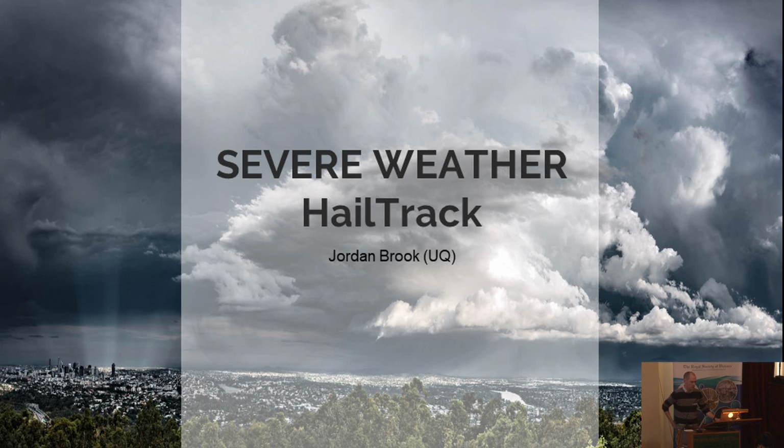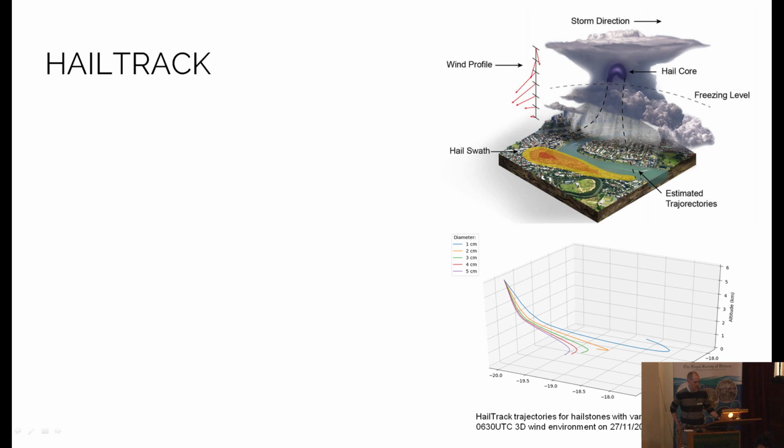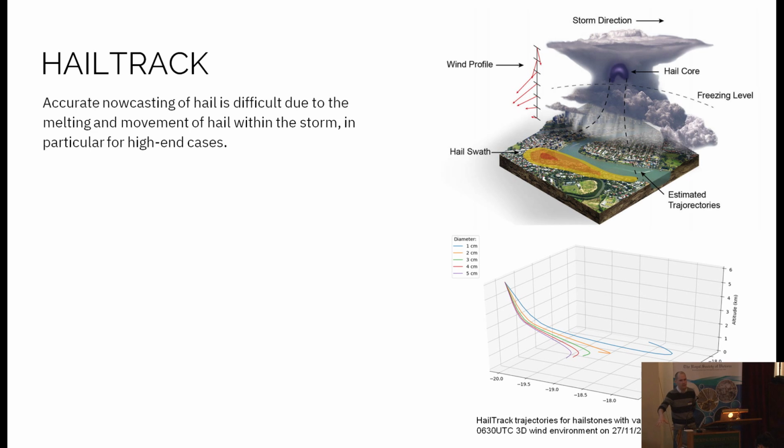Okay, moving on now to a project which was done at UQ by an honours student there called Jordan Brook. He developed a technique called HAILTRACK. A big problem with forecasting hail is that the forecast relies on observing it very high up in the atmosphere, typically around 6 to 8 kilometres, and assuming it falls vertically down onto the surface, which never happens.